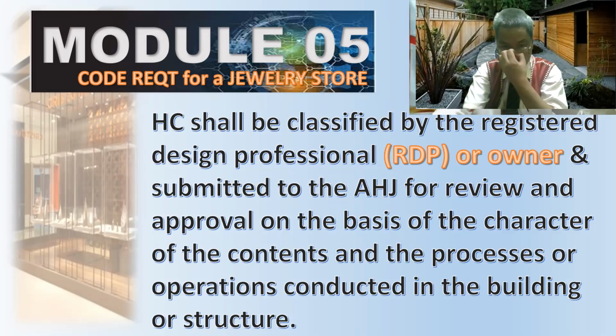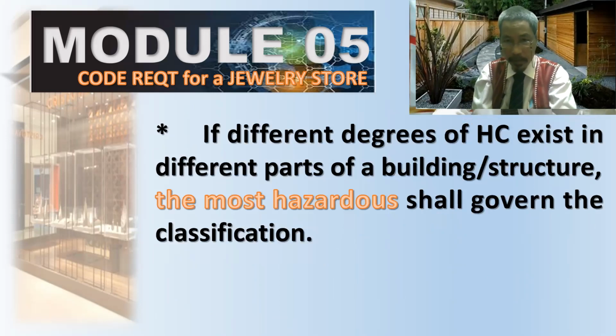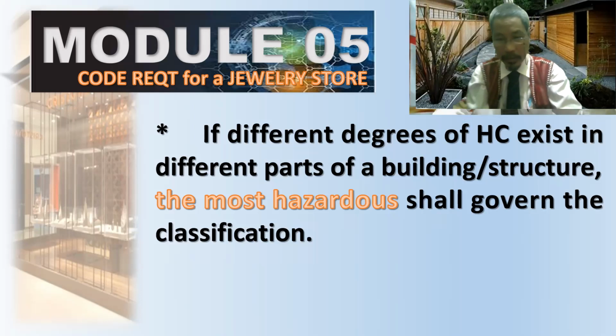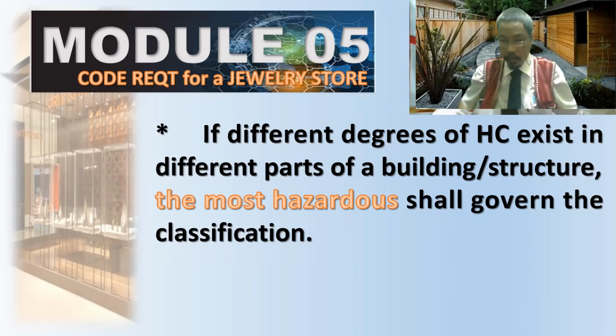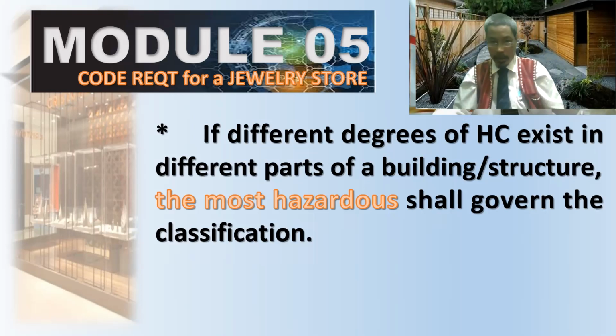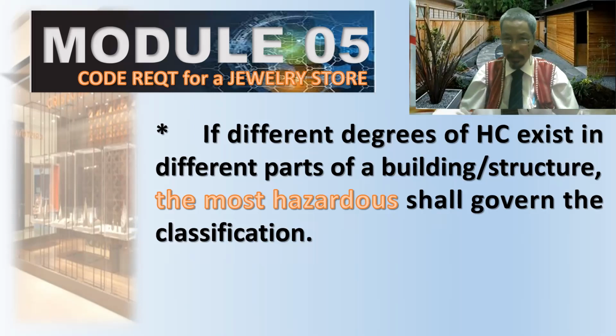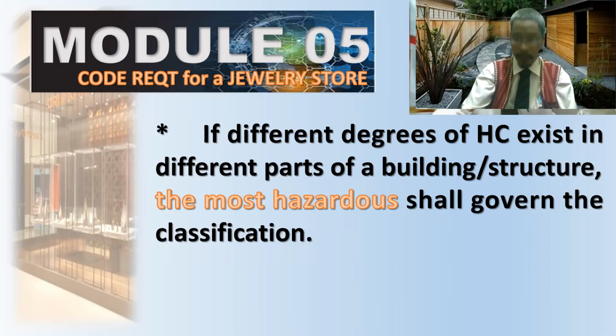Owner will classify and to be approved by the AHJ. If different degrees of hazard of contents exist in different parts of a building or structure, the most hazardous shall govern the classification. Okay, so there are 4 different rooms, and there are different degrees of hazard of contents. The most hazardous shall govern the classification. It is classified as that.